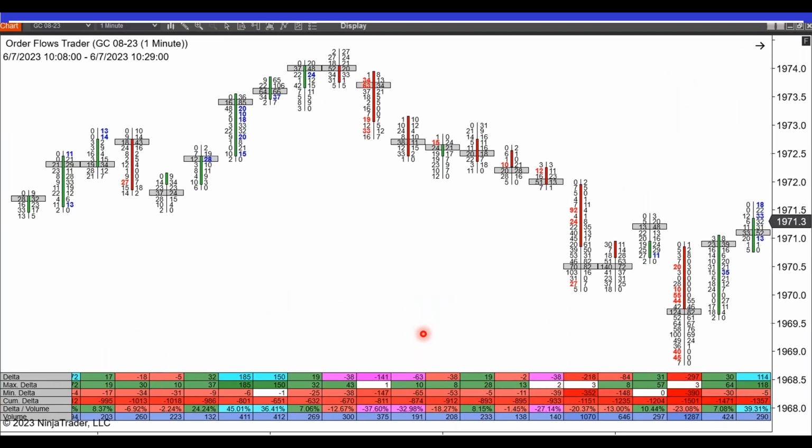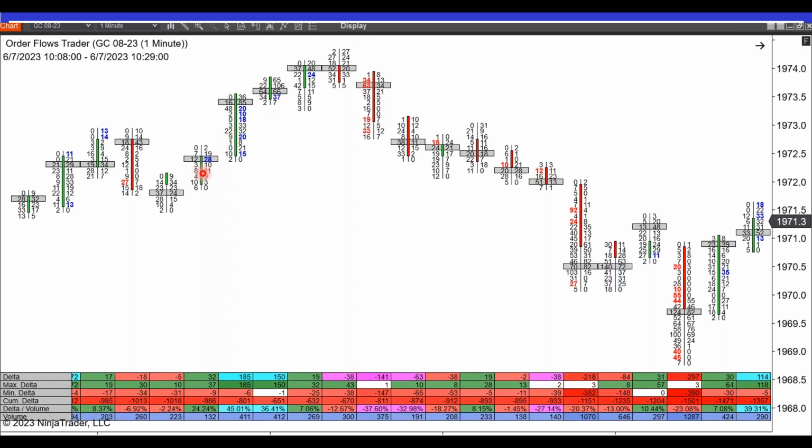Okay, here's a nice chart, right? This is gold. Gold is a wonderful market for trading. You get nice price movements. Again, you can see it here, you're just watching what's happening as the market's coming up. Positive delta gets small, it's 185, 150, then just 19. Then it turns negative at your swing high, minus 38, minus 141, minus 63. And on the way up, you got the aggressive buying with the imbalances in the bars. Then it turns down here on the red candle.